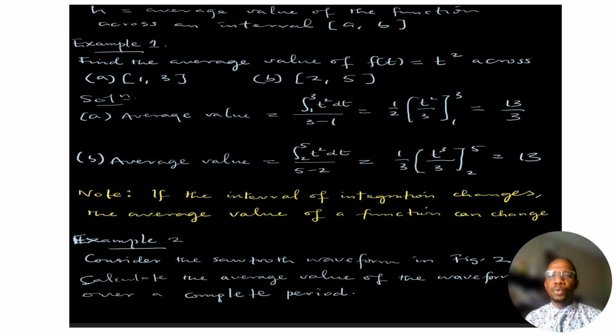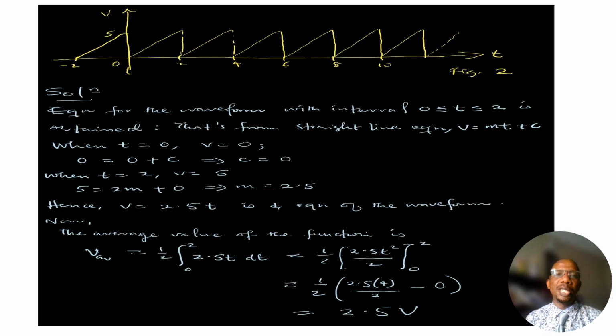Consider a sawtooth waveform in the next figure. Calculate the average value of the waveform over a complete period. This is a sawtooth waveform. For those in electrical engineering, this should be something you are used to. This is a waveform over a complete period. It goes and comes back here. That's a complete period. Figure 2 is that waveform we have to work on.